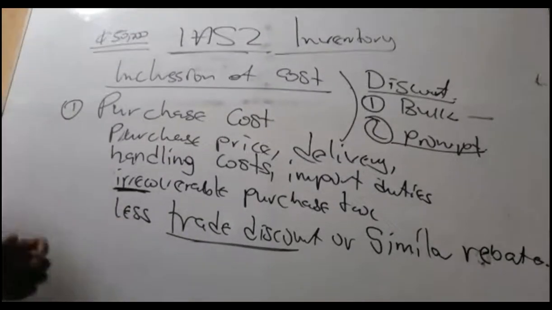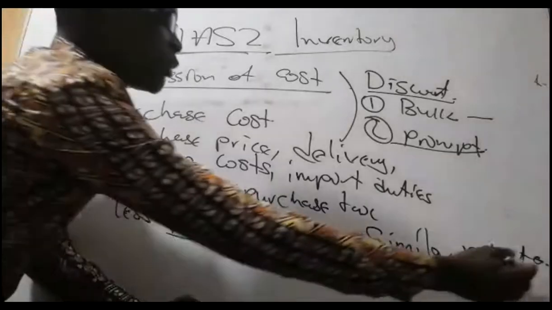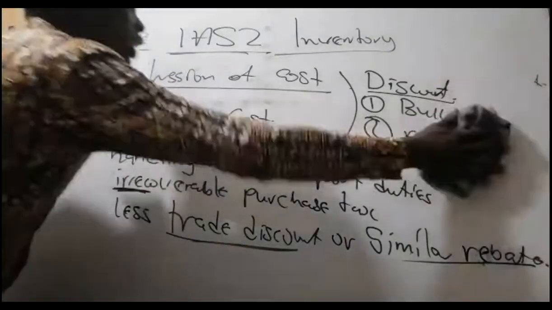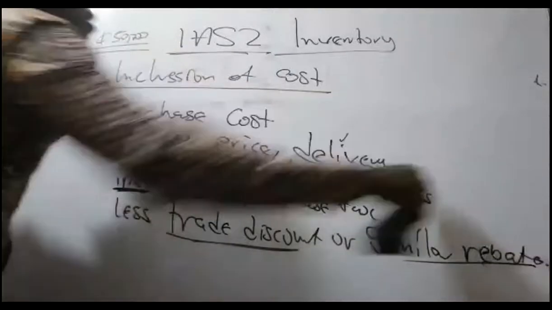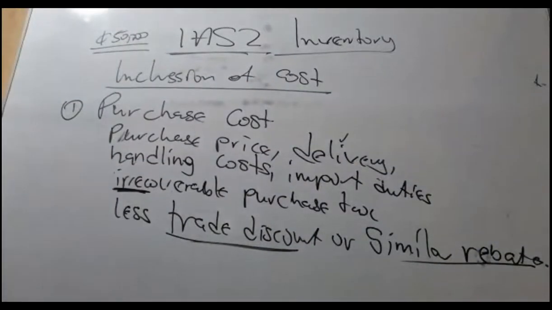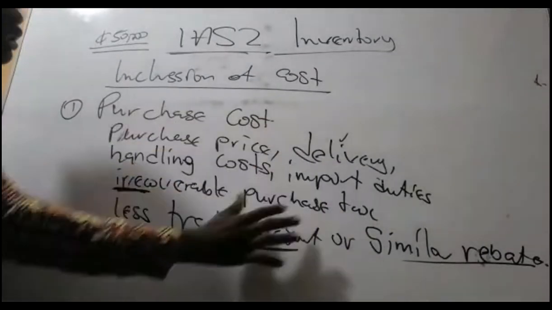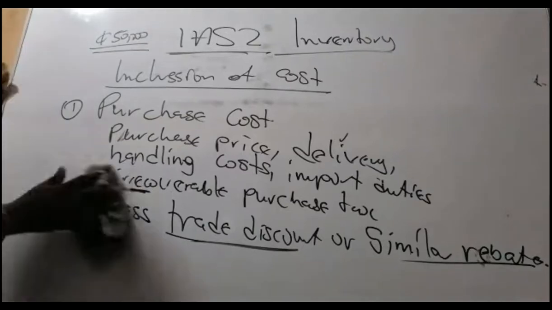That one goes to the profit and loss. That one does not come here. So we should take note. Or similar rebates. Rebates are tax reductions. You know that sometimes some of the materials, especially educational materials and health materials, there are rebates on them. You don't pay the full tax. So this one alone is what is under purchase cost. But there are three of these, so let's look at the other ones.